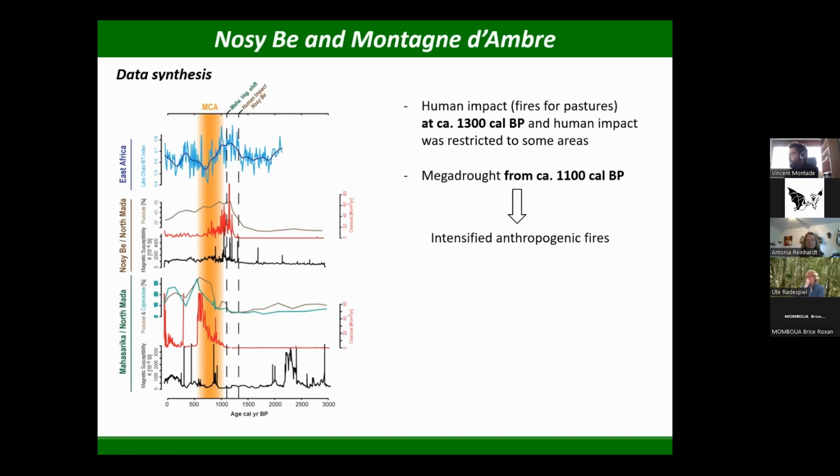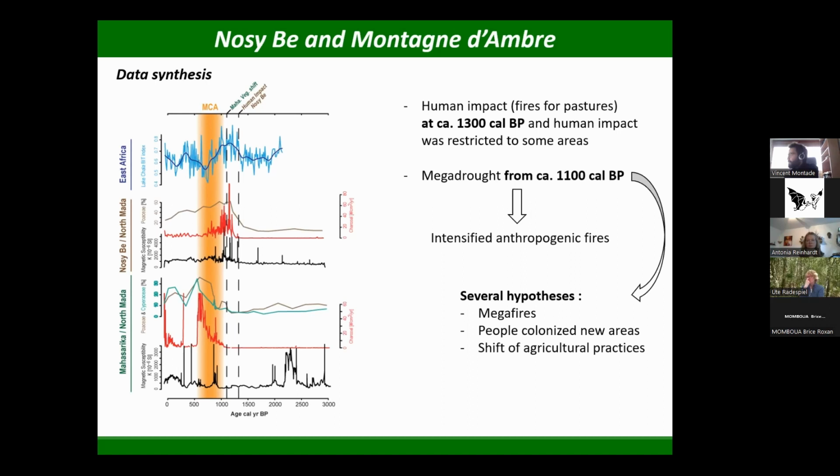propose several hypotheses. Did this drought, maybe, trigger some mega fires? Or because of the drought at this period, maybe people colonized new areas, or maybe also because of the dry conditions, people shifted to other agricultural practices, or maybe some populations were selected according to these agricultural practices.